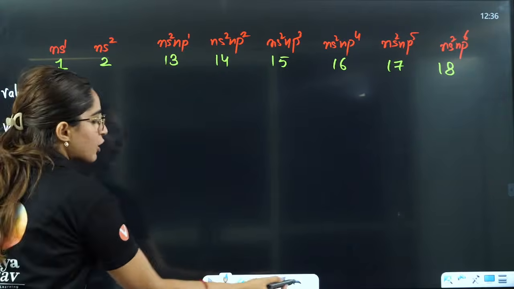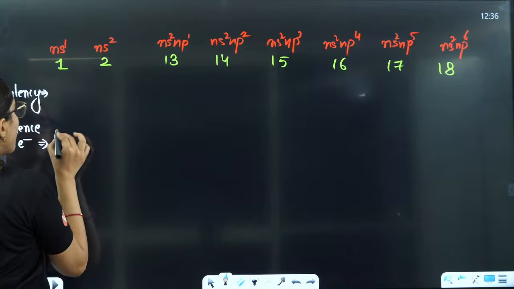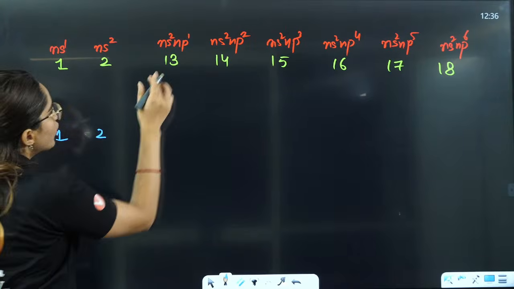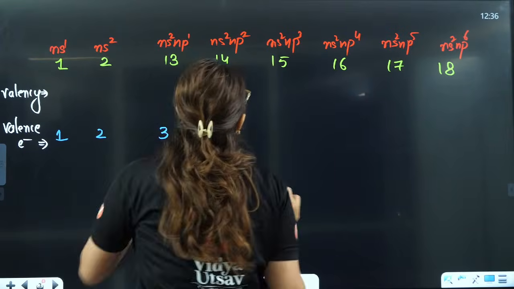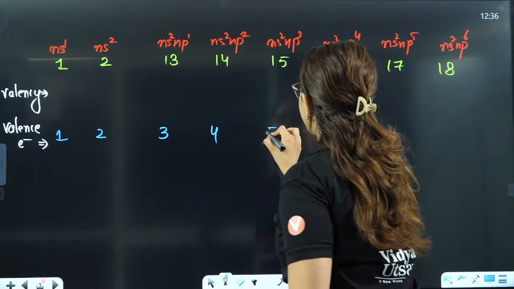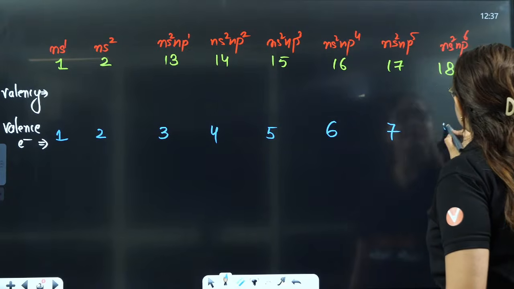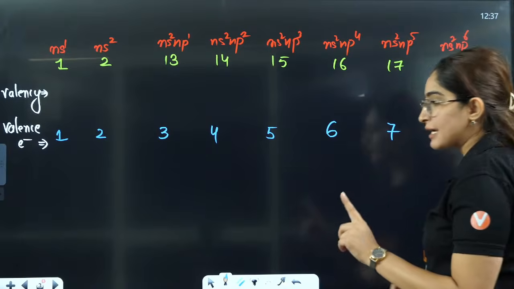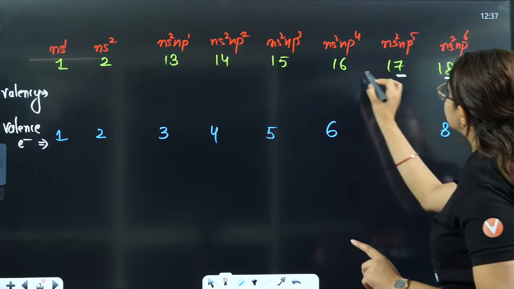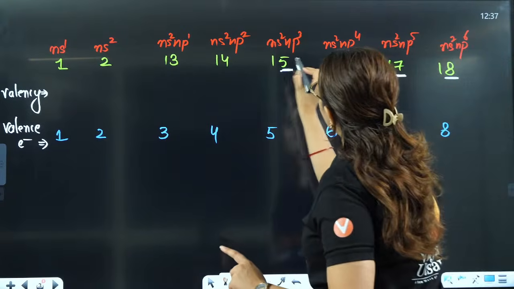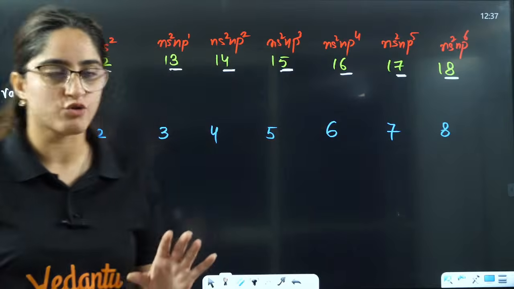Firstly, we'll talk about valence electrons. How many outermost electrons are there? Here you have 1, here you have 2, here you have total 3, here you have total 4, here this is 3 plus 2, 5. This is 4 plus 2, 6, this is 7, and this is 8. So the valence electrons are 8, 7, 6, 5, 4, 3. These are the valence electrons.